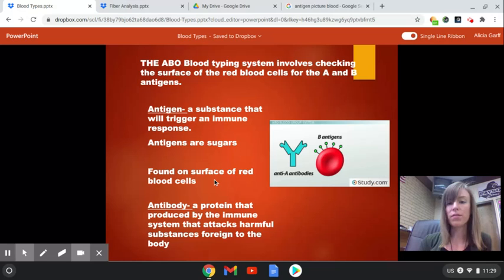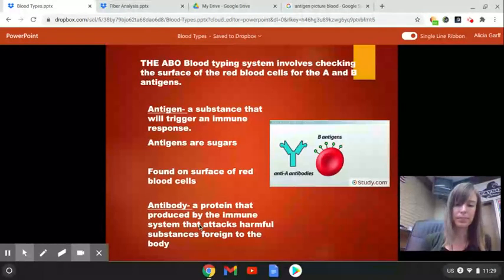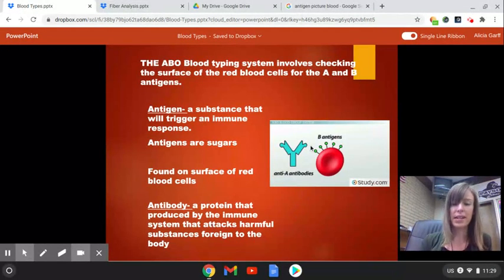Now, for every antigen, there is an antibody. So the antibody is the protein that is going to attack that antigen. So the way it works, if you have B antigens on your blood, that means you have a B blood type. You will not have anti-B antibodies because those would attack your blood. Instead, you will have anti-A antibodies. So that means your body would attack A-type blood, which is why it's really important that if you get blood from someone, you get the right type, because if not, your body could start to attack it.